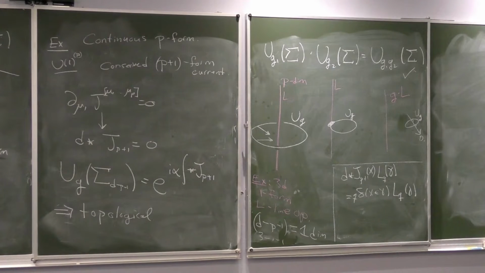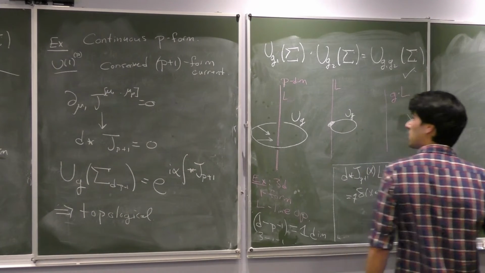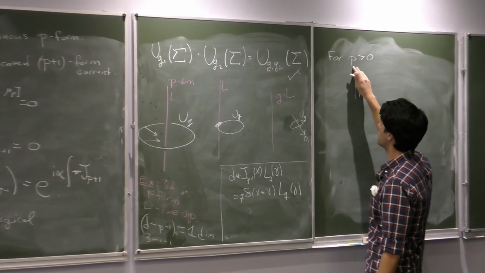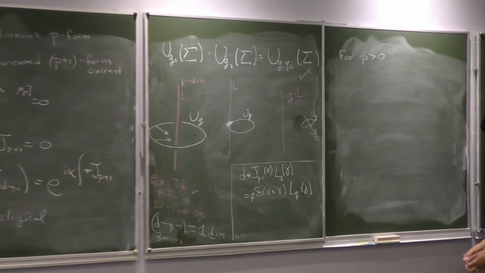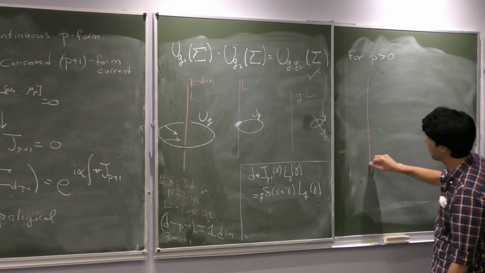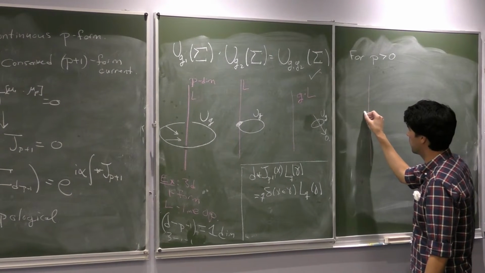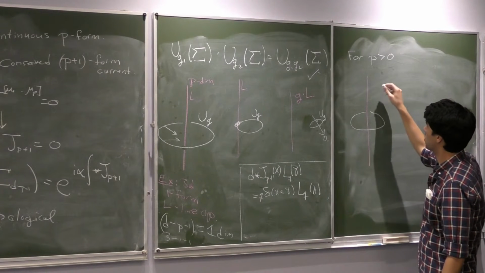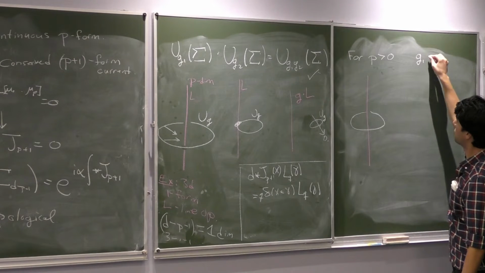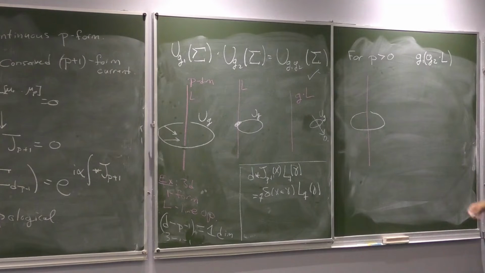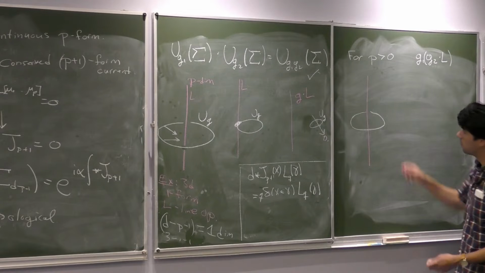So there's one more sort of neat feature about these higher form global symmetries. So imagine we have a p-form symmetry, and we have p greater than 0. So now imagine we want to take the product of two group operators. So say we want to look at G1 times G2 times L. Okay, so here's my L.